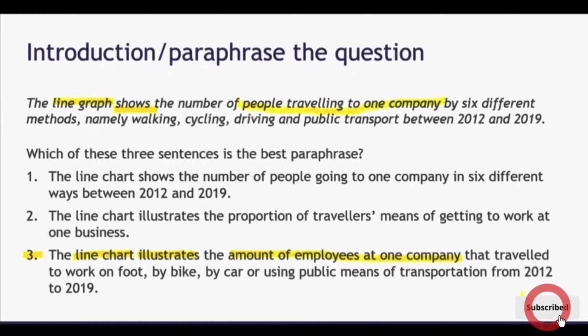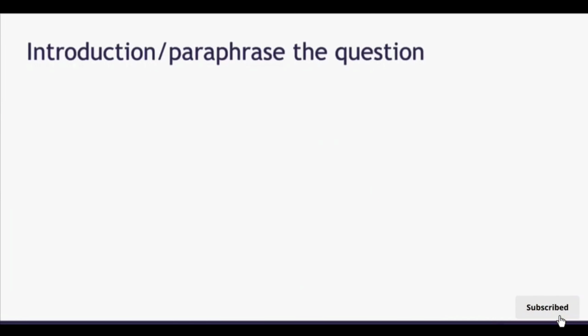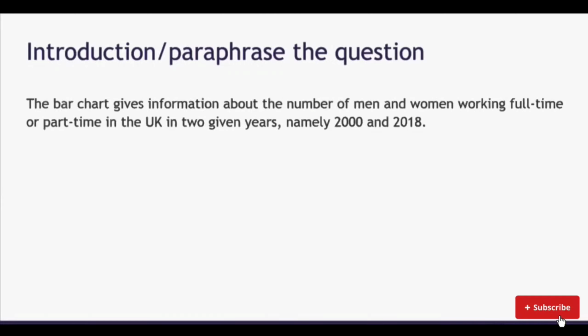The correct answer is option 3, which covers all aspects of the original question. Option 1 fails to paraphrase the verb and omits methods and time. Option 2 also does not include the years or the 6 methods. We will now examine another example. The bar chart gives information about the number of men and women working full-time or part-time in the UK in 2000 and 2018. Consider which words to paraphrase.